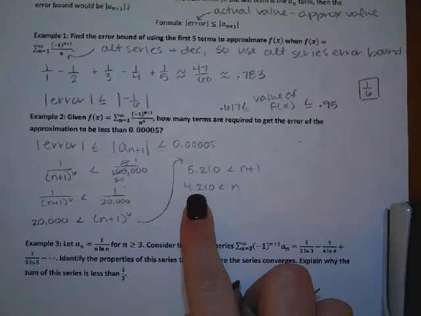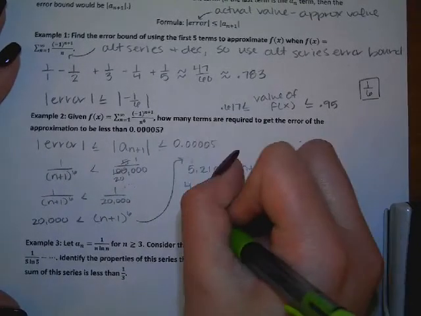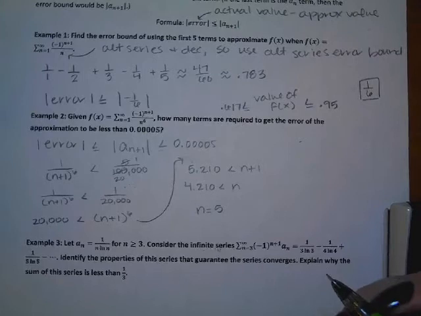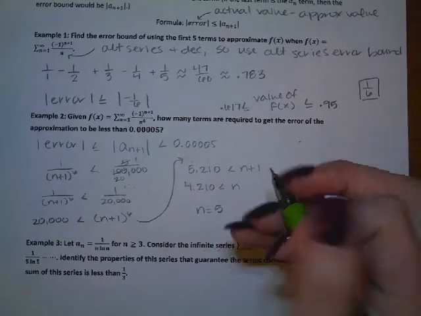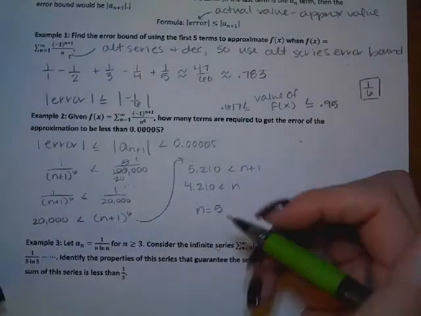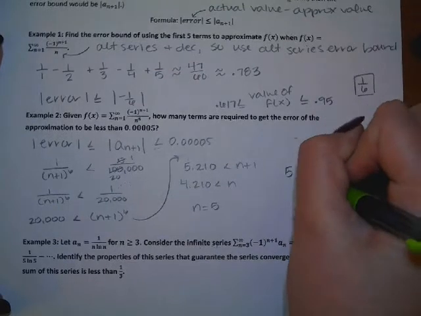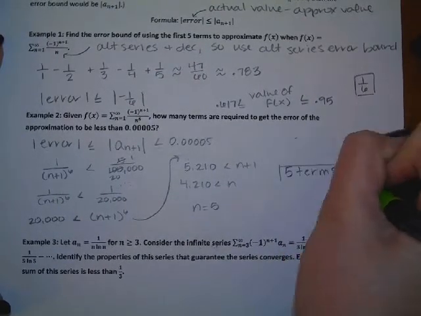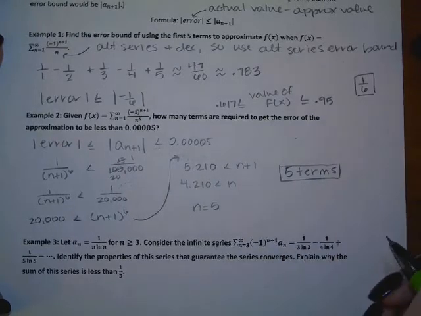And we know that our terms have to be whole numbers. You can't have the 4.2 term. So since n has to be greater than that, we're going to say that n equals 5. So if you wanted your answer to be more accurate than that approximation, then you would need 5 terms to make that accuracy happen. And the error bound then would be based on the 6th term.